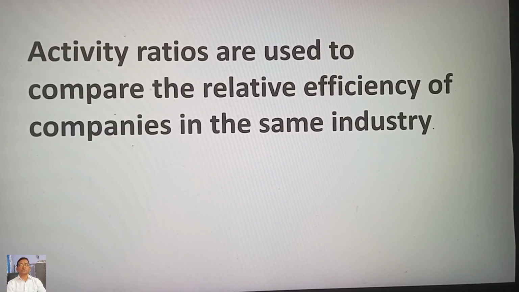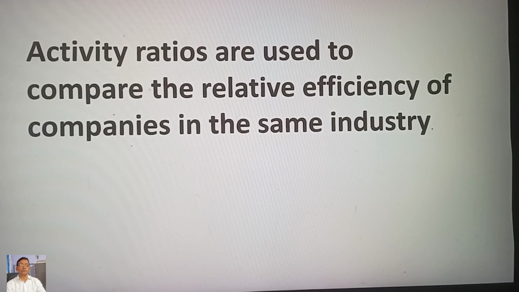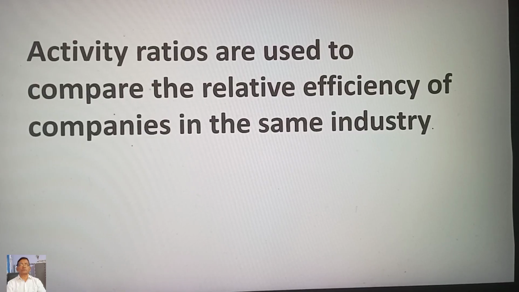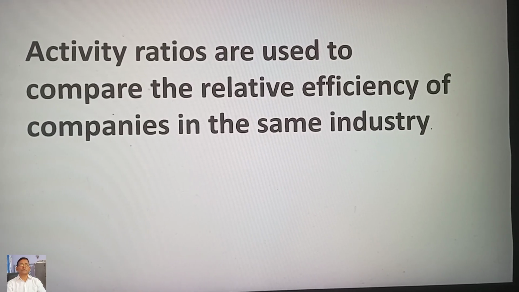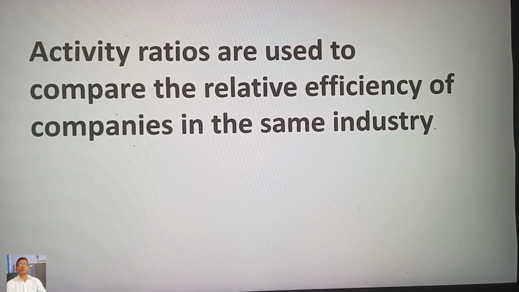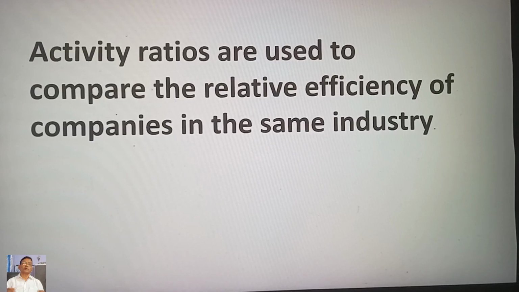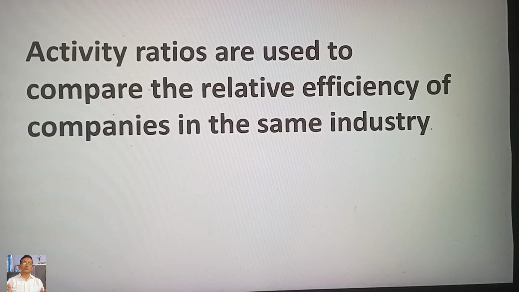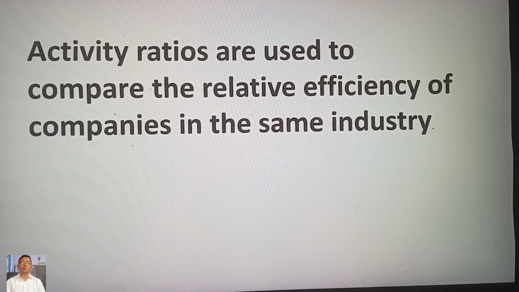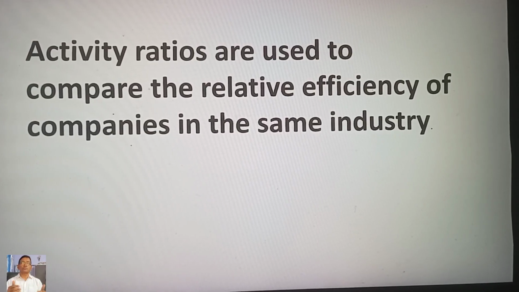Activity ratios are used to compare the relative efficiency of companies in the same industry. These are used by outsiders or stakeholders to analyze the company's fundamental strength. The activity ratios are also used by the management to track the business done by the company and accordingly assist in preparing a forecast for the future. These are monitored over time to find out whether a company is running efficiently.